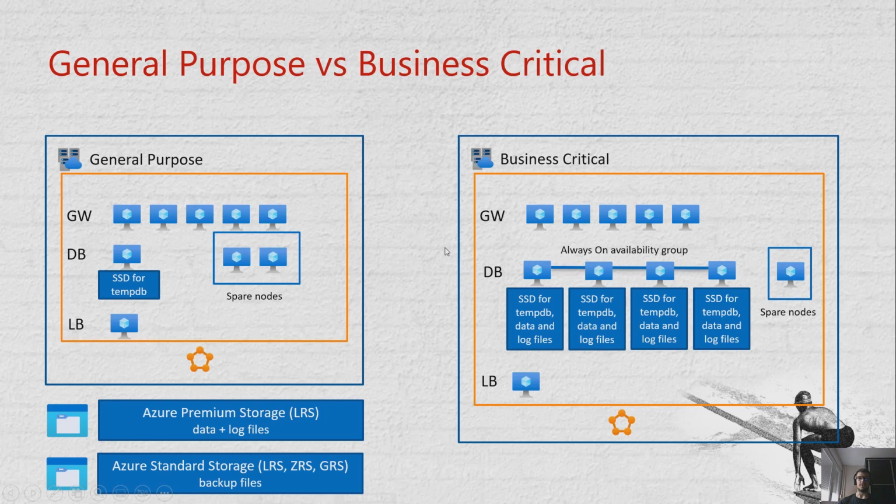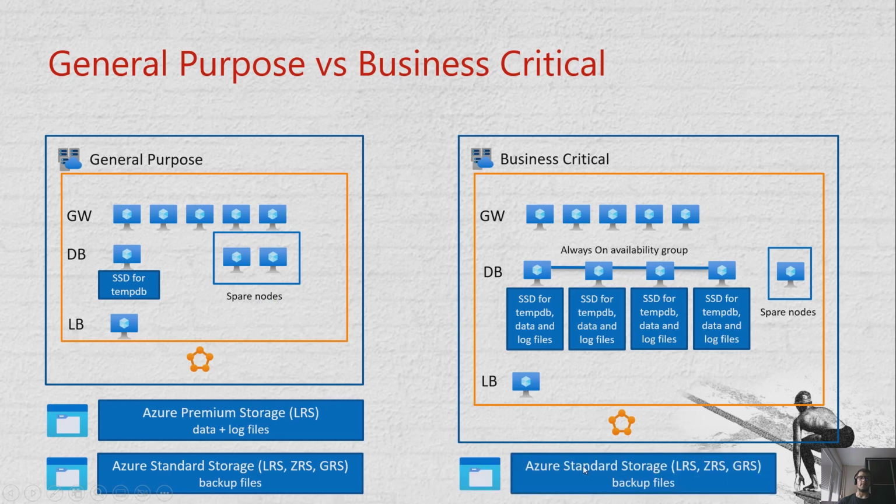So, as we can see, the HA stack relies in general purpose on spare nodes that after failover are just being reattached to the remote storage, while in business critical, we have local storage and an Always On availability group for the HA stack. What is the same in these service tiers is that for the backups, the remote storage is used and its redundancy is configurable. Now, this slide shows the differences in architecture.